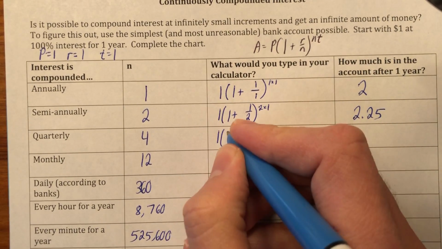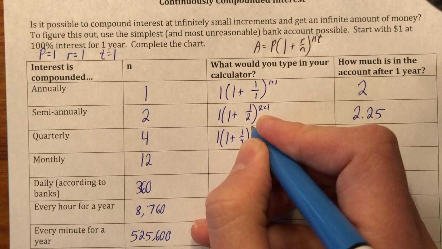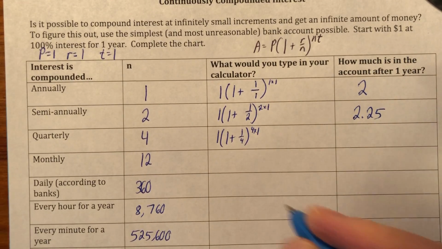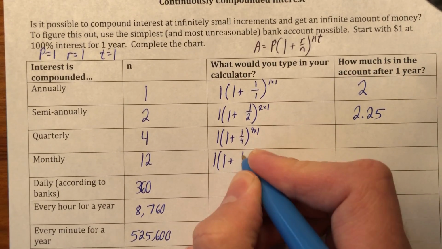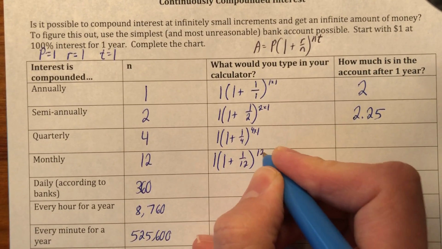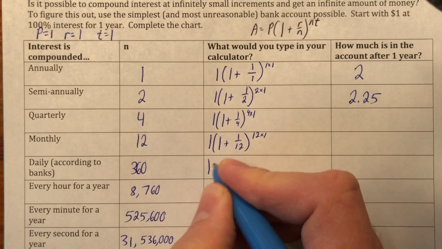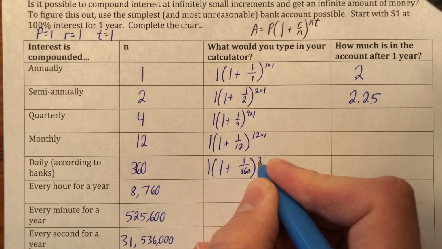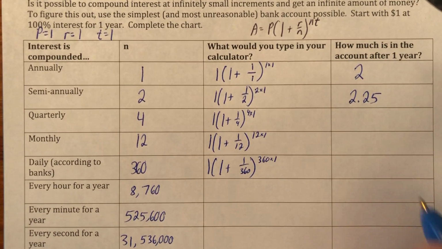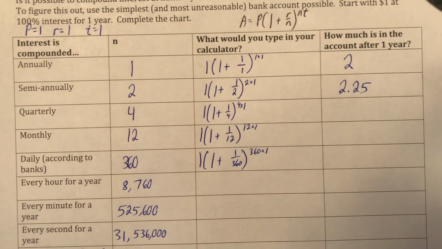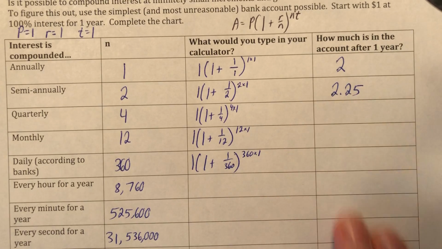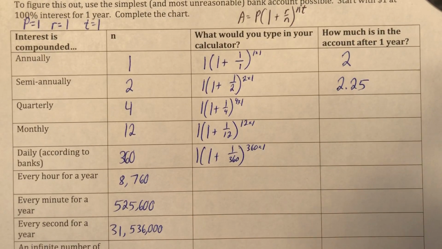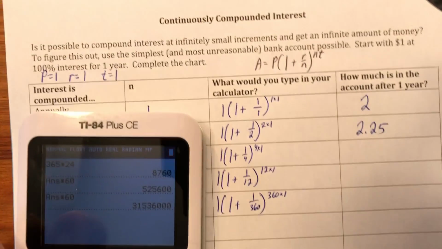So 1 plus 1/4, and we raise it to the 4 times 1, and we'll get something. And 1 plus 1 over 12, and we raise it to the 12 times 1, and we'll get something. And then 1 plus 1 over 360, and we raise it to the 360 times 1, and we get something. And I'm not going to write the big numbers out from here on out. I will write the actual answers here, but not here, because we kind of see the point, and those are big numbers to have to write over and over and over again.